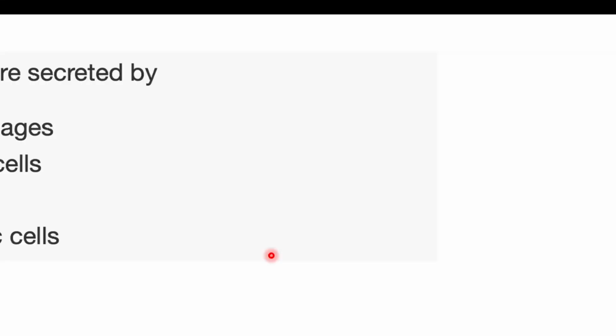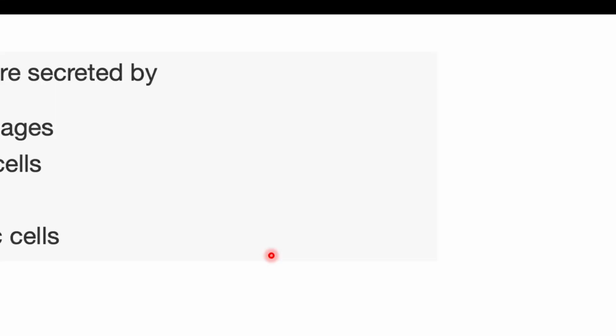Antibodies are secreted by dashed. Antibodies are secreted by dashed. Option A, macrophages. Option B, plasma cells. Option C, T cells. Option D, dendritic cells. Which cells primarily secrete antibody?